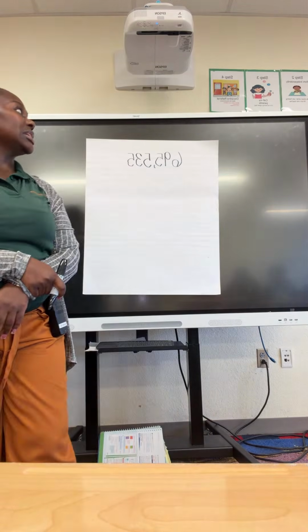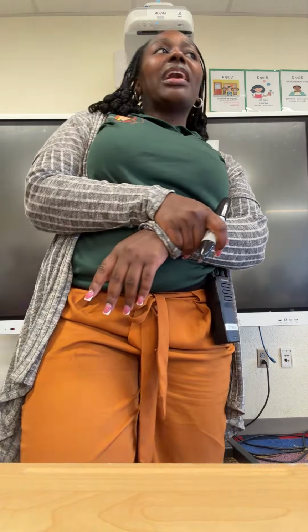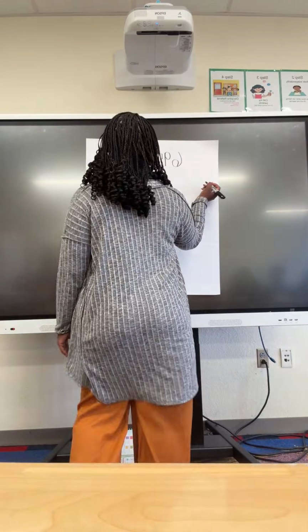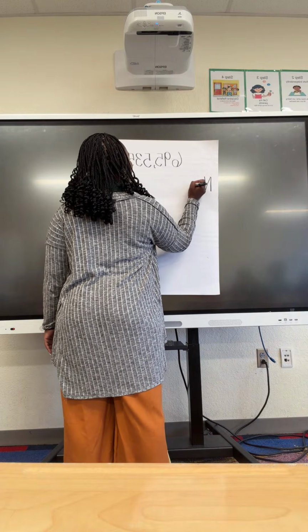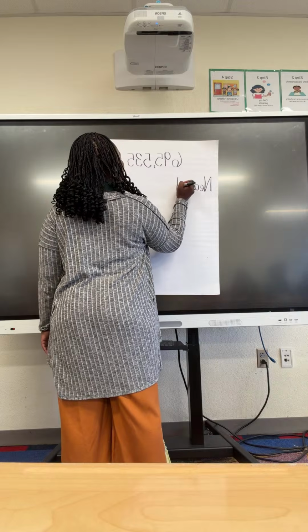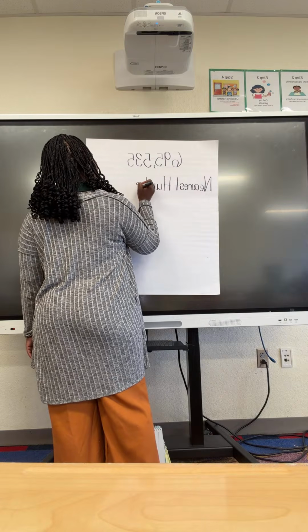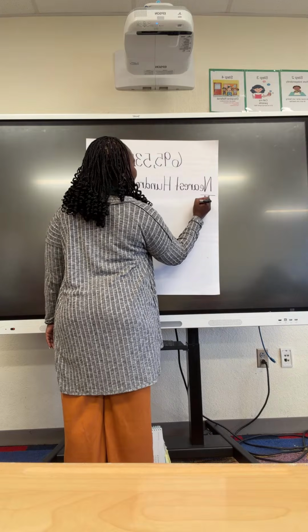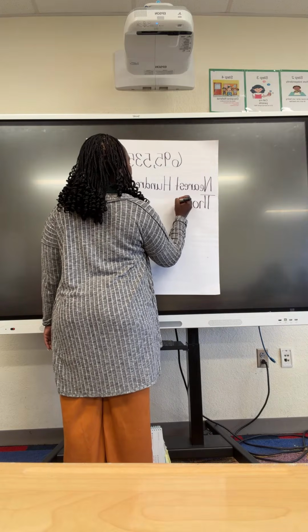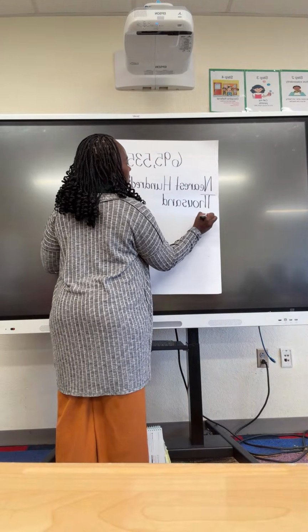So we're going to round this number, 695,535. We're going to round it to the nearest 100, 1,000, and 10,000. We're going to round it to all three of them, okay?